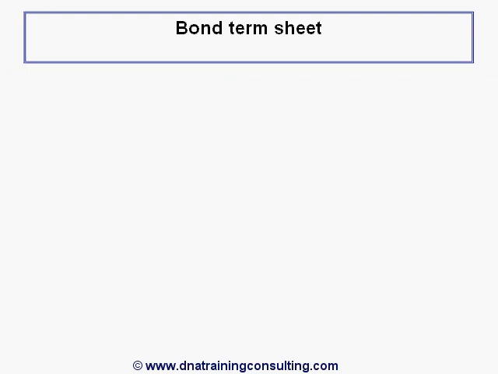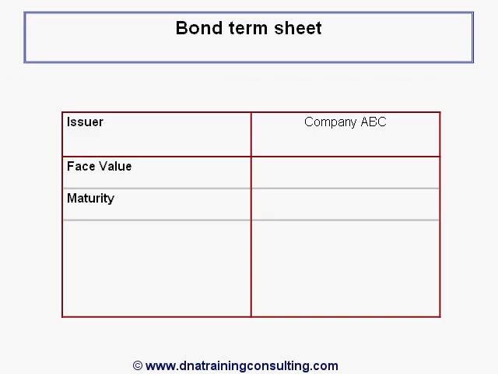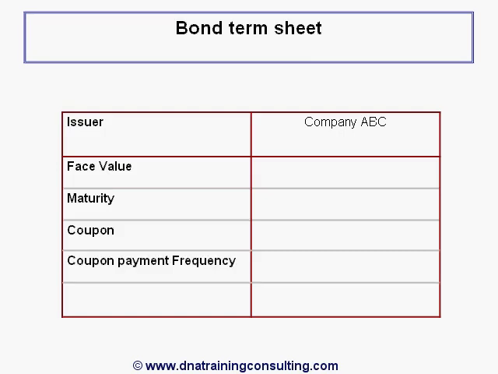The economic terms of any bond are more or less fully defined if we know its issuer, its face value, maturity date, coupon payment frequency, and day count convention.